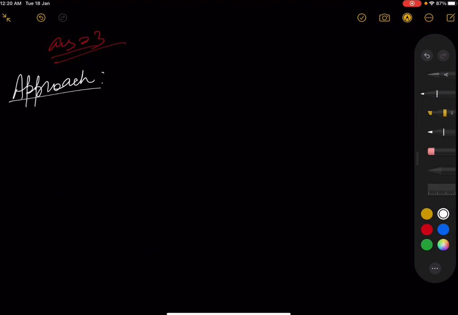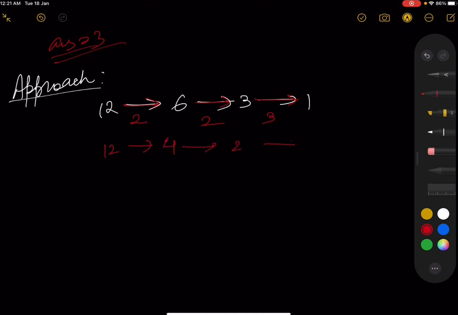Okay, so before heading towards the approach, let's analyze the previous example for the case 12. If you transform 12 like this, 12 to 6, then 6 to 3, and then 3 to 1, we can notice that while transforming 12 to 6, we choose the prime factor to be 2. While transforming 6 to 3, we again choose the prime factor 2, and here we choose the prime factor 3. Similarly, if you transform 12 to, let's say, 4, then 2, then 1, then we choose our prime factors like this: first 3, then 2, and then 2.